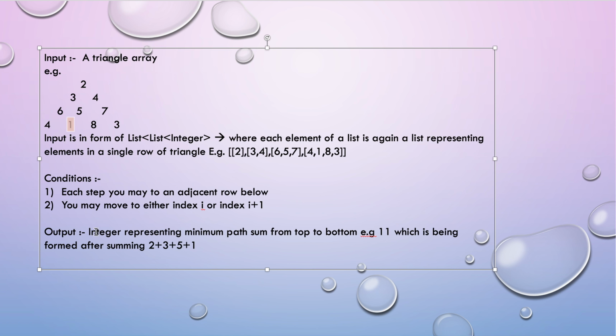Then the output would be an integer representing the minimum path sum from top to bottom. The example answer is 11, which is formed after summing 2, 3, 5 and 1 from each row.